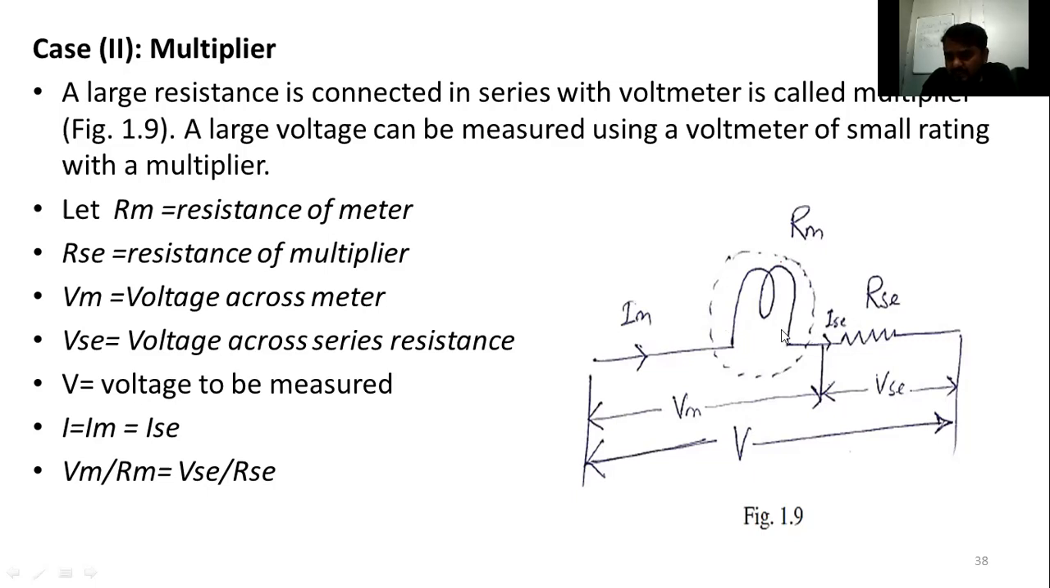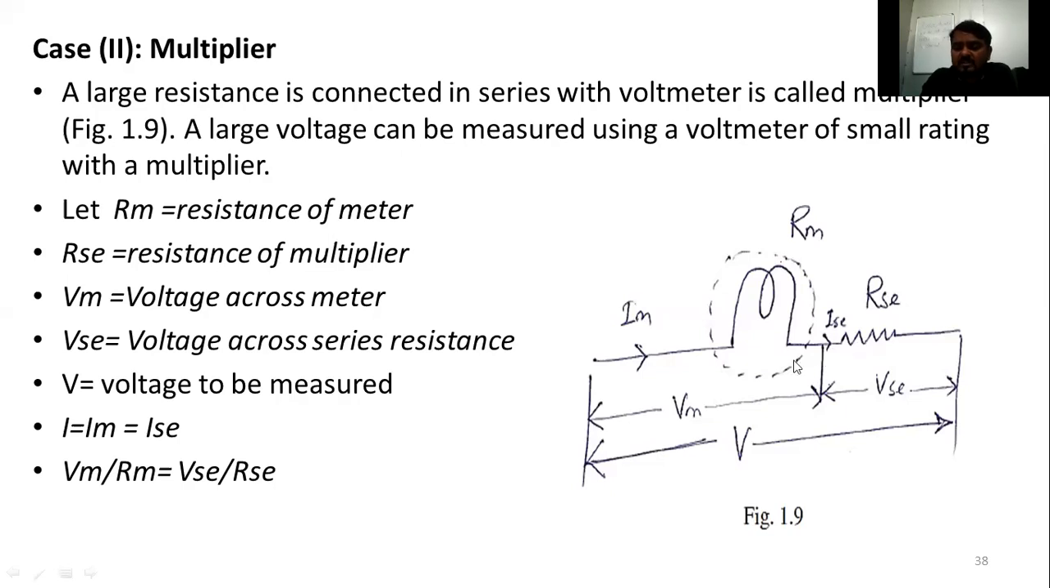In a series circuit, the voltage is different across the meter and the resistance, and the current is the same. Which one is the same in a series circuit? Current is the same, because the current flowing through the meter is the same current that flows through this resistance also, then it goes back to the return path. This series resistance is what we call a multiplier.